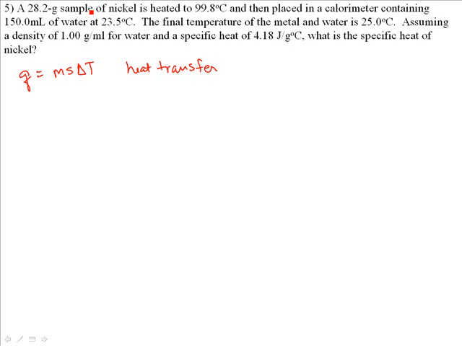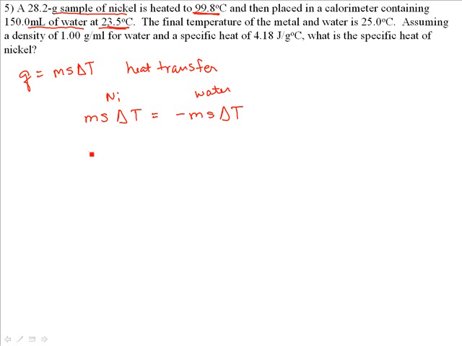Well, in this problem, we have a sample of nickel that has a certain initial temperature, and it's placed into a calorimeter that has water at a certain initial temperature. And when you mix these two together, there's a heat transfer. So therefore, we need to set up m s delta T is equal to negative m s delta T, because whatever's gaining heat, the other object will lose heat. So we need that sign to make sure they're equal. So let's make this side nickel, and let's make this side water.